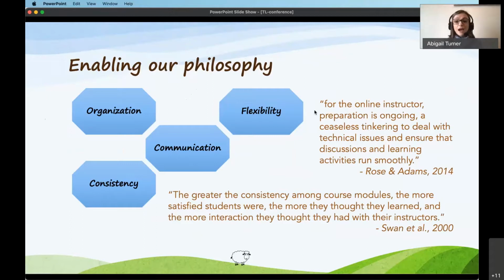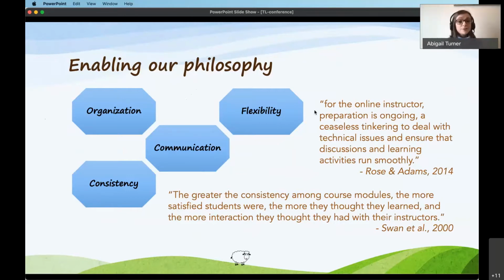An example of how we enabled our philosophy of consistency was being consistent in when we posted announcements. For example, we would always post our pre-labs on Friday, so the students began to realize that. We were also consistent with where to find course material for each week and with our class and lab links also.